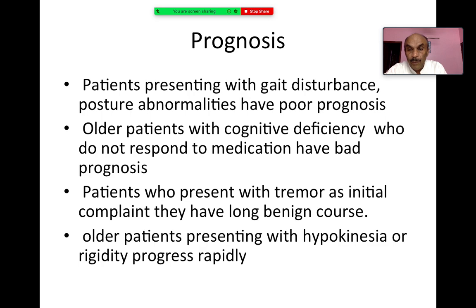At the same time, older patients presenting with hypokinesia and rigidity also progress very rapidly. And lastly, patients who present with tremor as the initial complaint have a long benign course, but they do deteriorate over time. But they have the long benign course. These are the patients who need aggressive treatment.